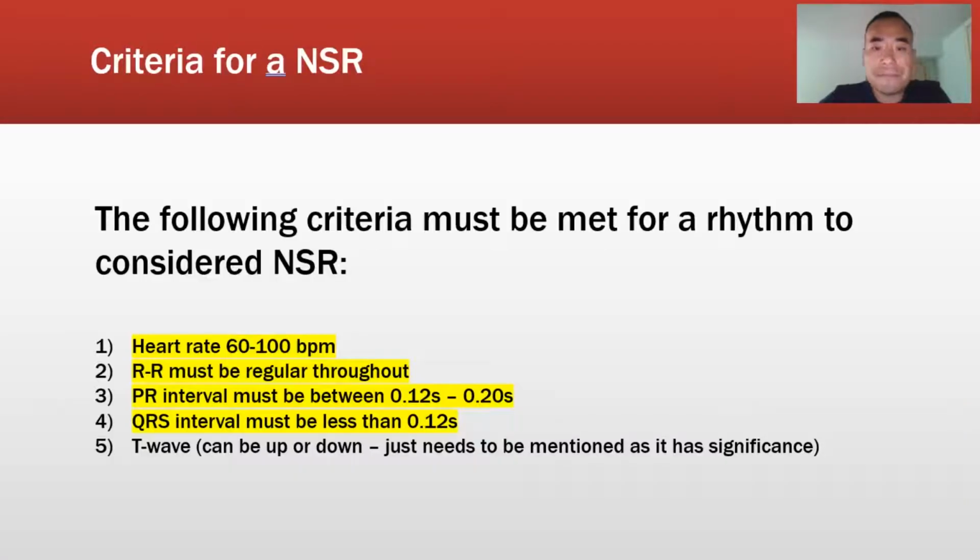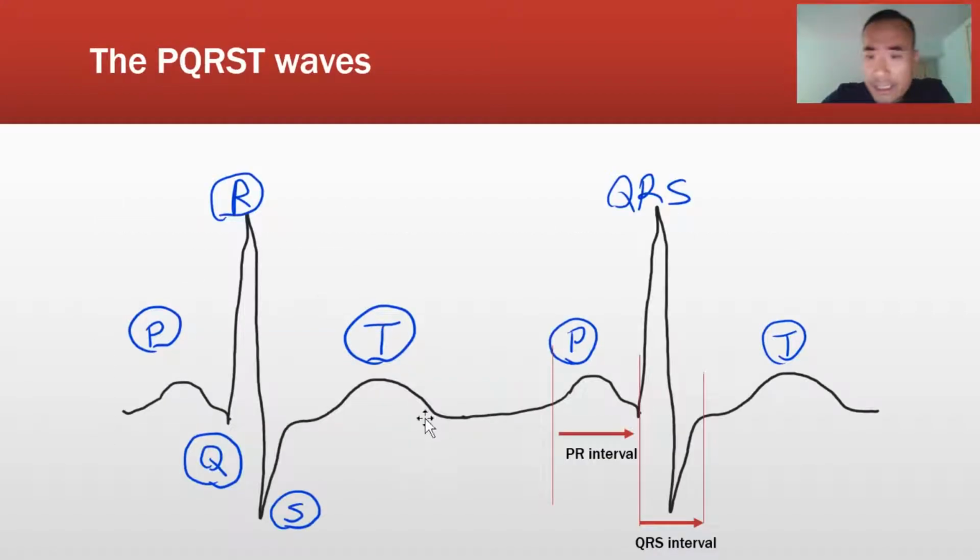Number 3, the PR interval must be between 0.12 to 0.2 seconds. If you don't remember what the PR interval was, it's this little portion here that we introduced during this graphic. The PR interval has to be from 3 tiny squares to 5 tiny squares. It can be 3, 4, or 5. So that's the normal range from 0.12 to 0.20.